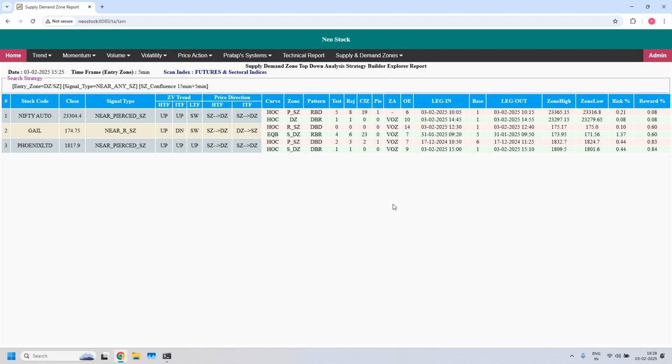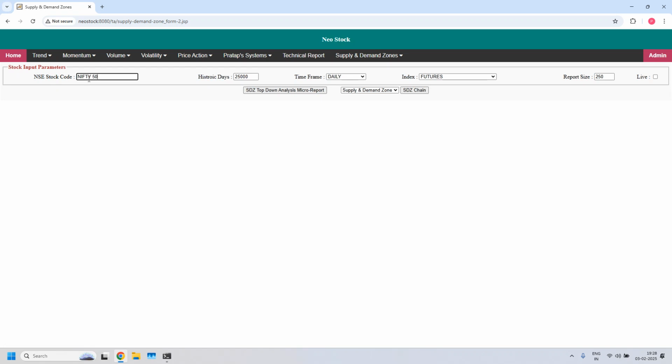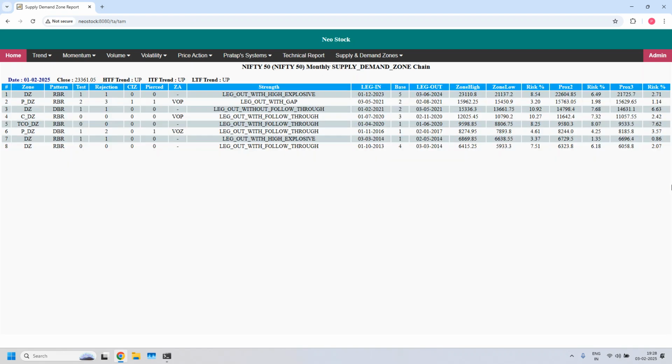So this is about stocks near demand and supply zones for different time frames. Next, we will generate NIFTY and BANKNIFTY supply demand zone chain. Let us start with NIFTY. So monthly supply demand zone chain for NIFTY. This is monthly supply demand zone chain. Always look into the zone column to find the high liquidity zones. Look into the pierced column to find the pierced zones. Look into the LTF trend to find the trend of the current time frame you have selected. You can apply the same rules for the remaining supply demand zone chain reports.